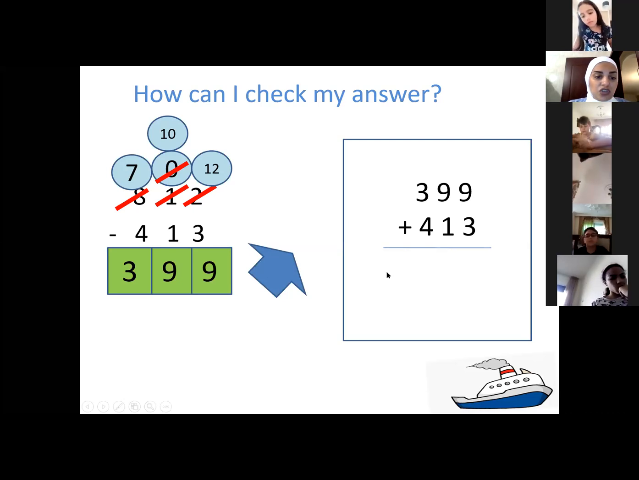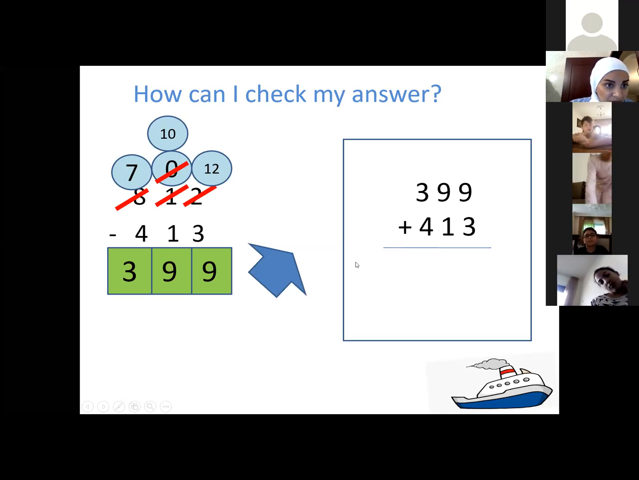Add to check the answer. Okay, I can't see you, so I'm very sorry. Let's see if Abdul Karim can do this. Yes, Aboud. 9 plus 3 is? 12. Good.